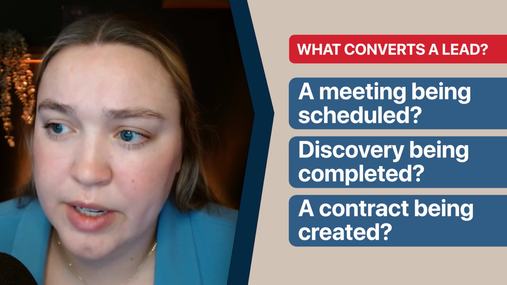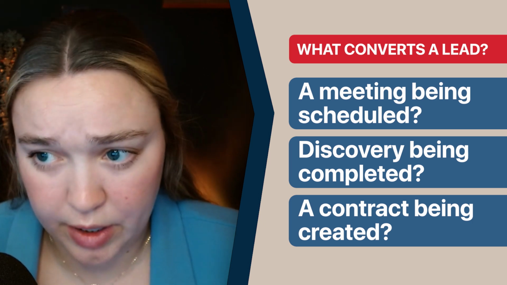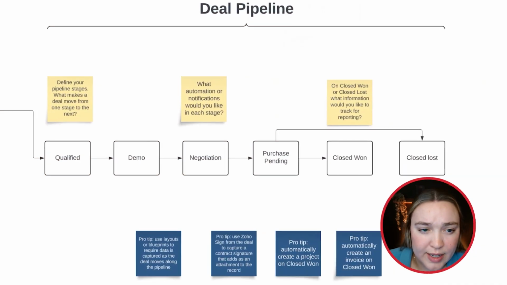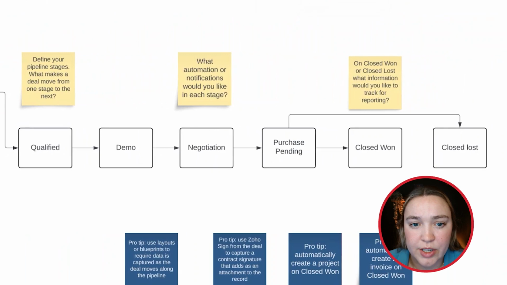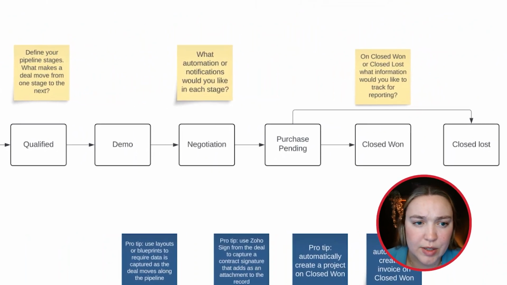Once the lead converts to a deal, you need clear deal stages. Here are a couple that we recommend. We have the qualified stage, demo stage, negotiation, purchase pending, closed won, and closed lost. Defining your stages helps your team know what it means to be in each one of these pieces of the pipeline. So again, if someone's qualified but they haven't seen a demo, that would put them in the qualified section. But if they've seen the demo but they're not ready to go to negotiation yet, they'd also stay in the demo part of the pipeline. Knowing those definitions is going to help your team keep this clean.